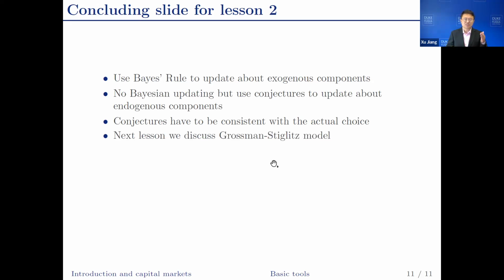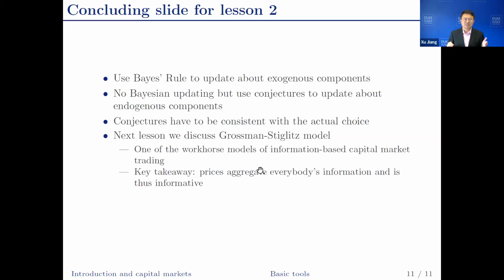Next lesson, we're going to discuss the Grossman-Stiglitz model, which is one of the workhorse models in information economics and information-based capital market trading. The key takeaway is that prices aggregate information and thus are informative.